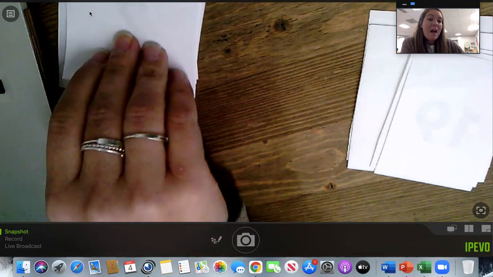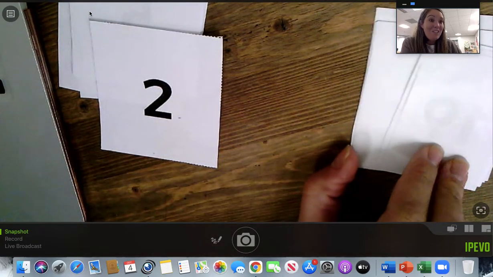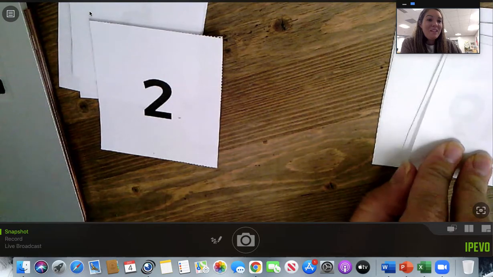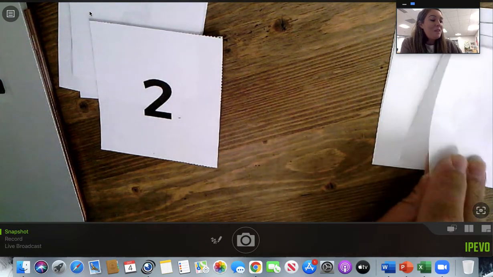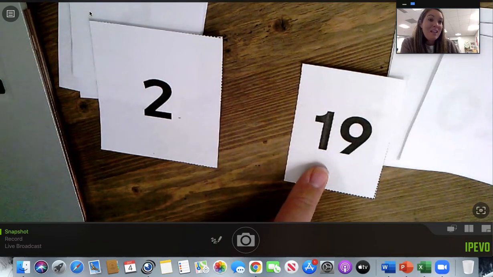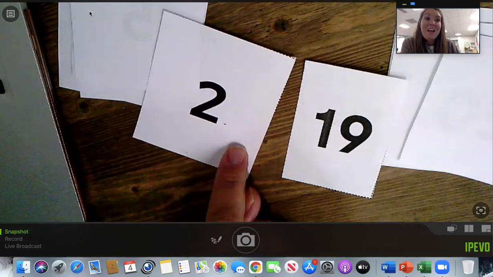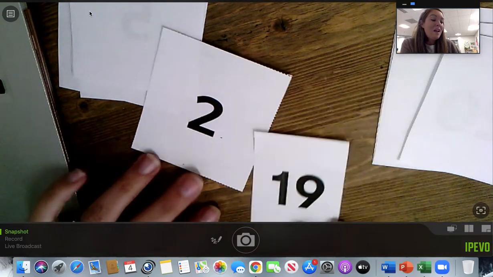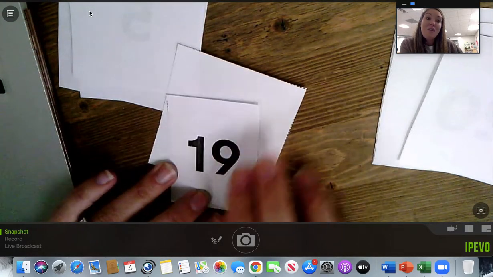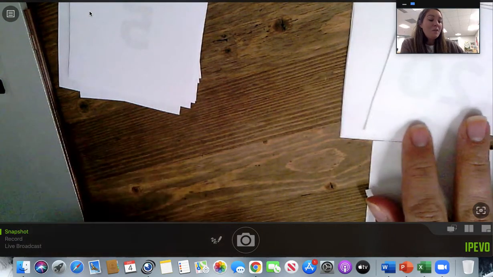So let's say I had this side. I would flip over a 2. And let's say SJ is my partner. He's my stuffed animal friend, right? And he flips over and he has a 19. Oh, I know 19 is a lot greater than 2. 19 is greater than 2, so that means SJ won this round. That means he gets to set both of the cards in front of him. Good job, SJ. Let's go one more time.